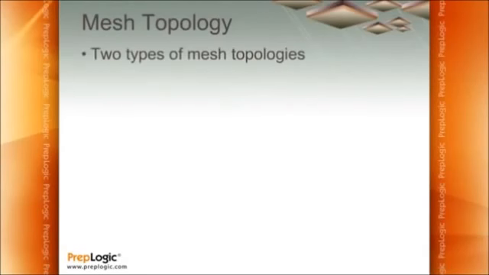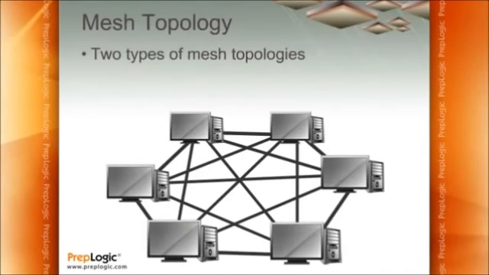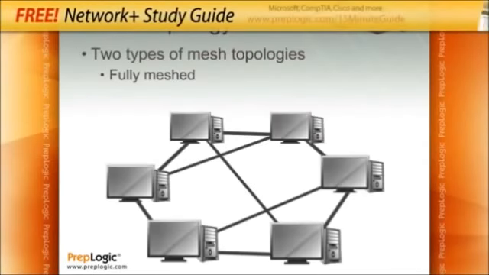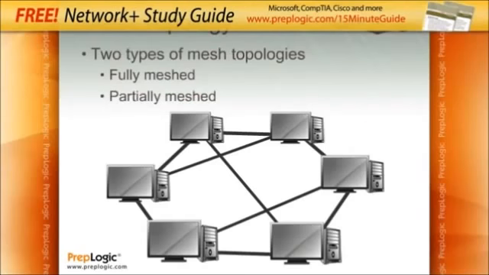Now, this is important. There are two ways to make a mesh topology. Classically, if we take a look at the graphic, what we have is known as a fully meshed topology. In this situation, everybody is connected to everybody else, with no exception. This is actually quite rare. Now, if you take a look here, we have a mesh topology, but not everybody is connected to everybody else. You can still get to everybody, but instead of being directly connected, you might have to go through one or two other computers. So we have fully meshed topology and partially meshed topology.